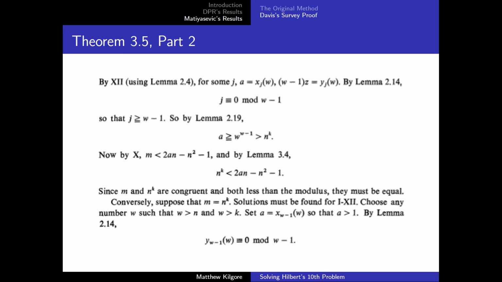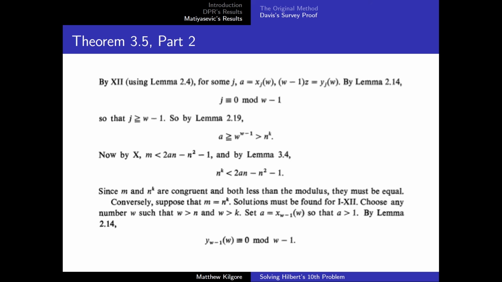Thus by 10, m is less than 2an minus n squared minus 1, and by lemma 3.4, n to the k is less than 2an minus n squared minus 1. Since m and n to the k are congruent and both less than the modulus, they must be equal.